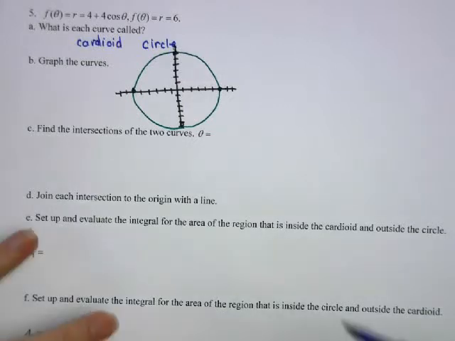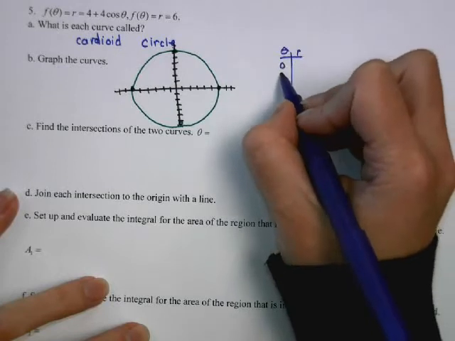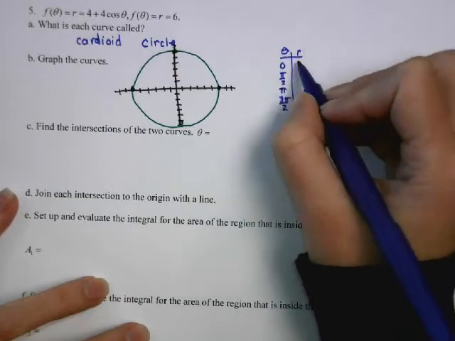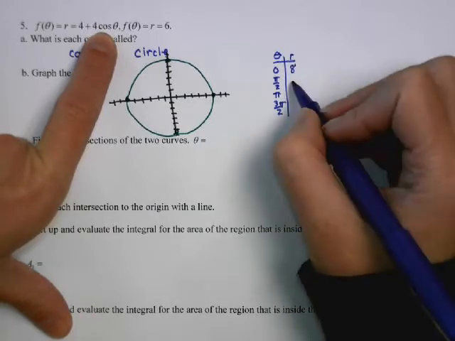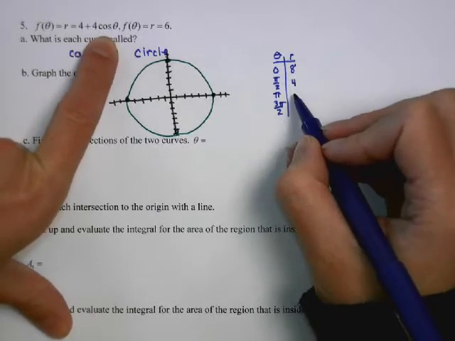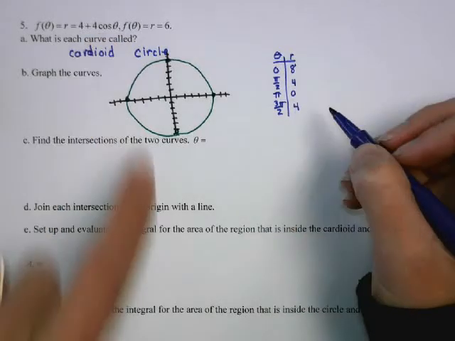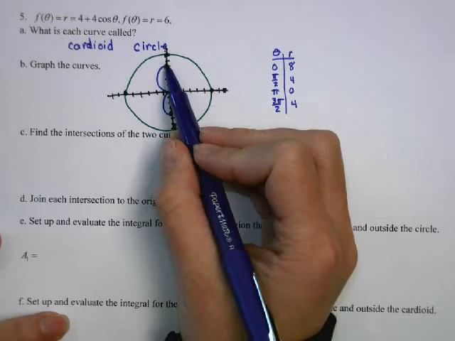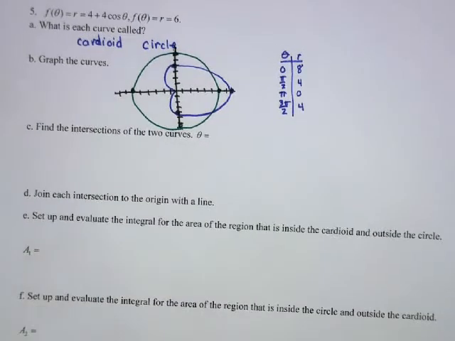Then we're going to draw the cardioid. Okay, so if I plug in 0 into this equation, cosine of 0 is 1. So we get 8. Cosine of pi over 2 is 0, so 4 plus 0 is 4. Cosine of pi is negative 1, so this is going to be 0. And then at 3 pi over 2, we'll be at 4 again. So we graph our 8, 4, 4. So our cardioid is going to look something like that.